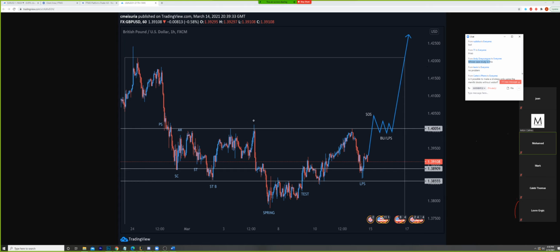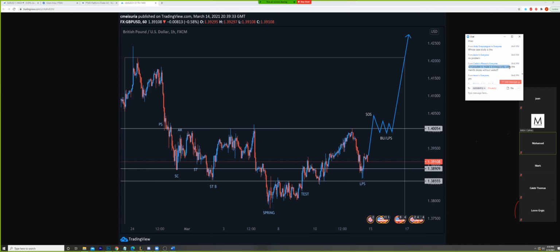So even though there was a mitigation there, it didn't stop him from saying, okay, I'm not going to use it. It just made him go, okay, I'm going to wait for extra confirmation before I get in. And guess what? He found extra confirmation by finding unmitigated zones on lower time frames and then getting in on those using confirmation and stuff of that sort.